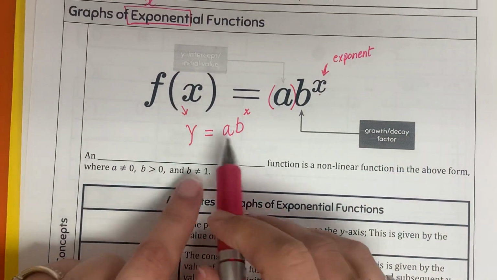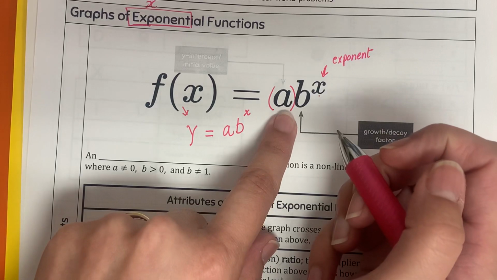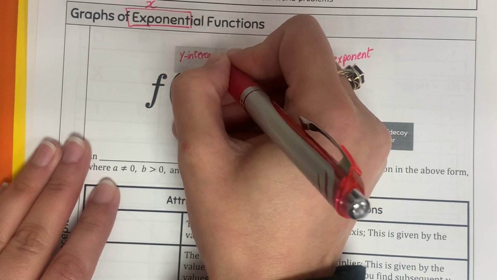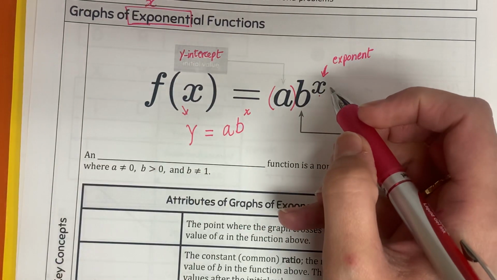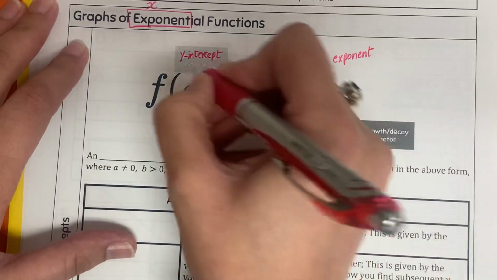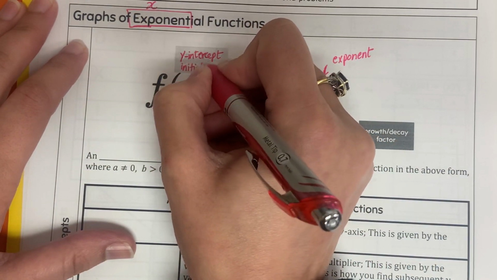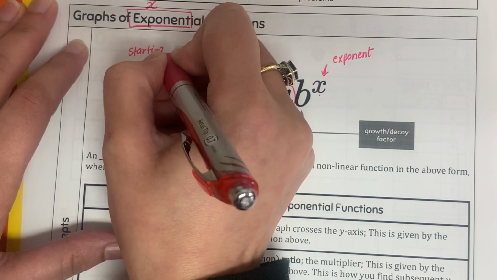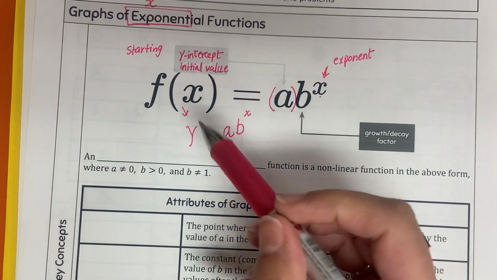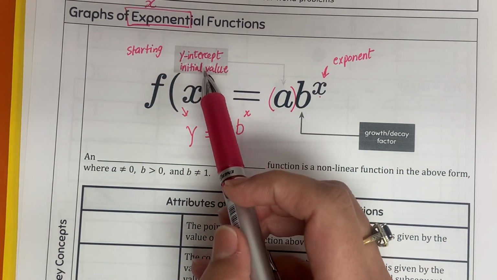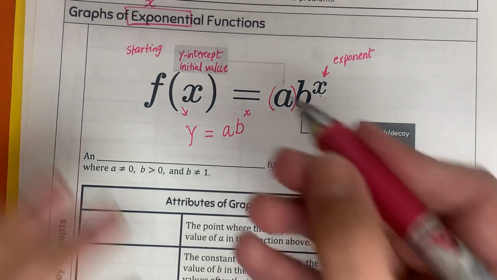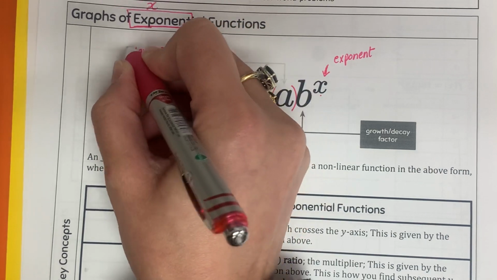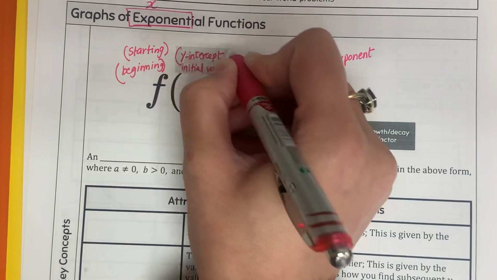Now, it has two different letters, a and b. What do they represent? a is basically the y-intercept. If you are able to see the graph, this is the point that crosses the y-axis. This is also known as the initial value, also known as the starting point. So where the graph starts or where your situation starts: starting, y-intercept, initial value, beginning. These are some words that go with the y-intercept.